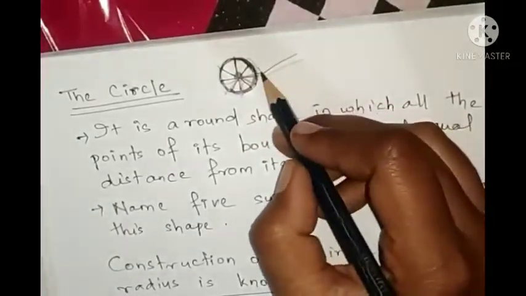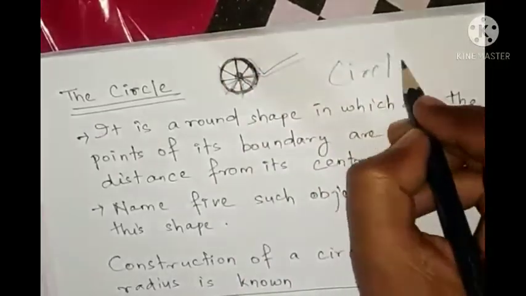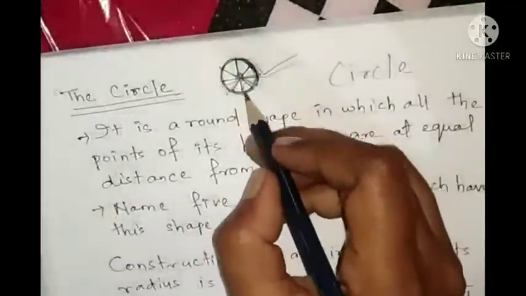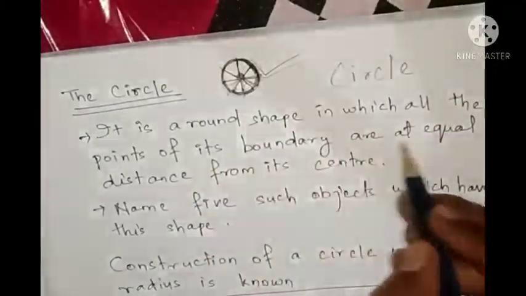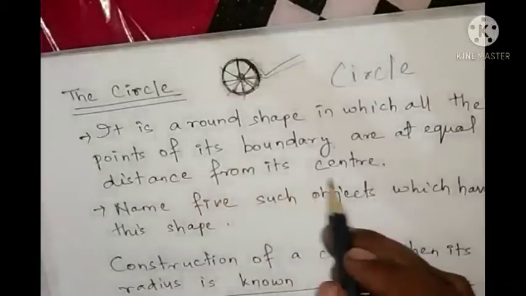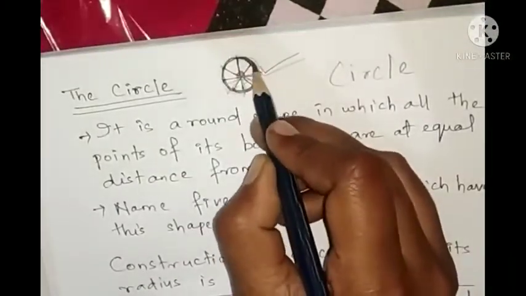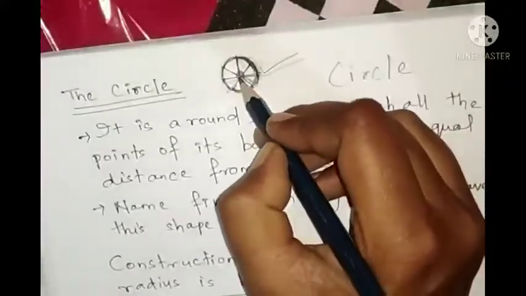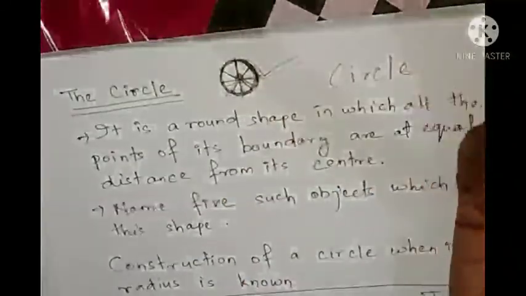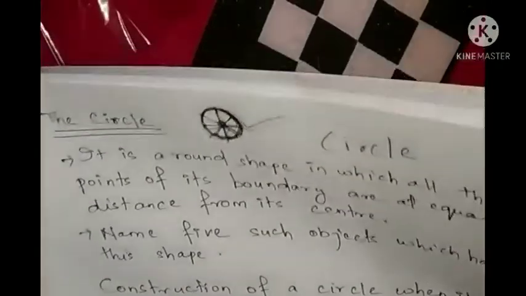This shape, this round shape, is known as a circle. In a circle, which is a round shape, all the points of its boundary are at equal distance from its center. Means all the boundary points are at equal distance from the center. You can name any 5 objects which have this shape.